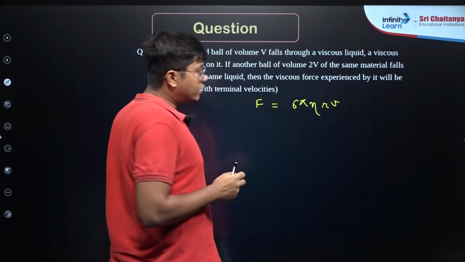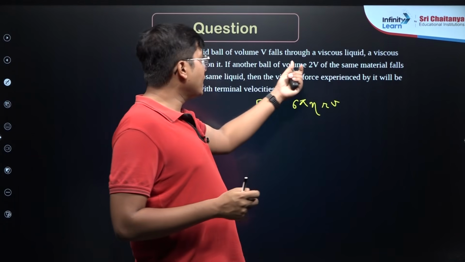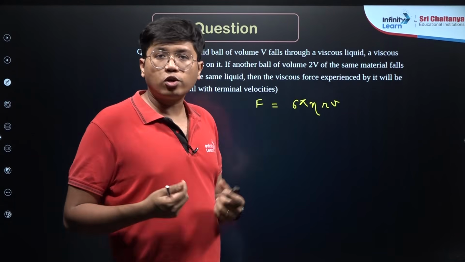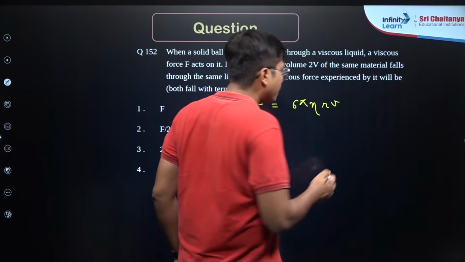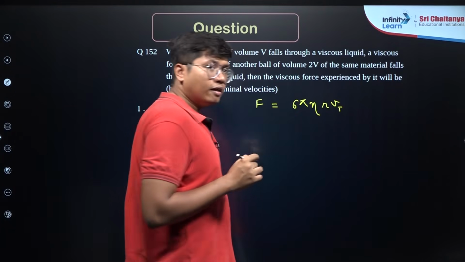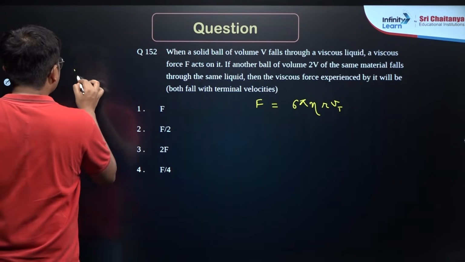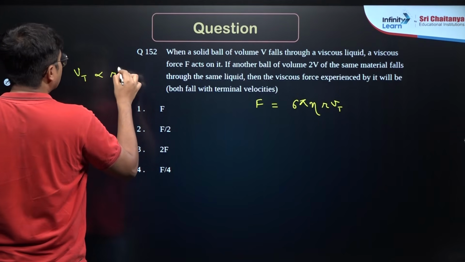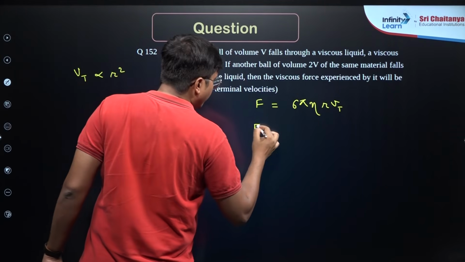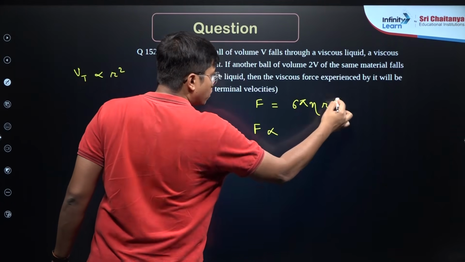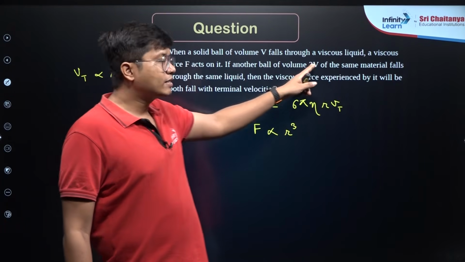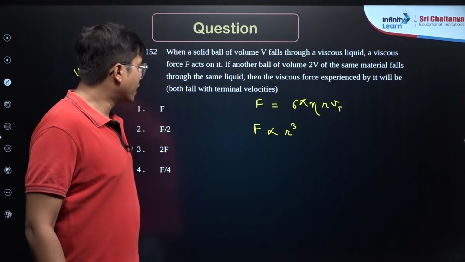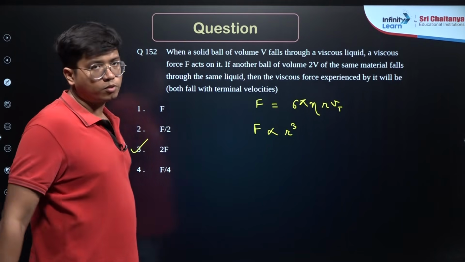And based on that, it just depends on R. So it should depend on 2 to the power 1 by 3 because volume goes with R cube. But keep in mind, this over here is terminal velocity, and terminal velocity in itself is proportional to R square. So at the end of the day, force becomes proportional to R into R square, that's R cube. R cube will have the same behavior as volume. So volume becomes 2 times, force will also become 2 times.